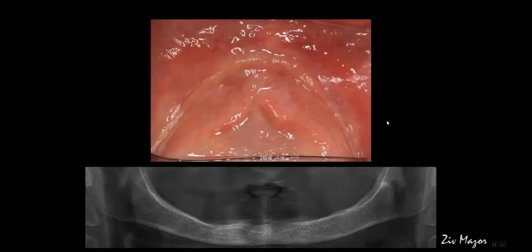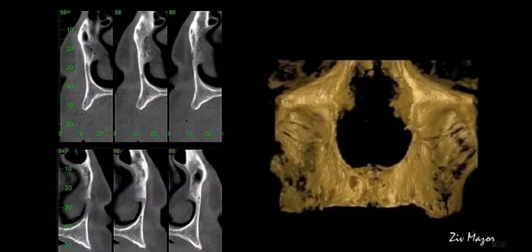When you look at the lower jaw, you can see that the ridge is flattened and there is almost no height of bone present. Also, you can note that the mental foramen is coming out right on top of the ridge. So that's quite a complicated situation here.